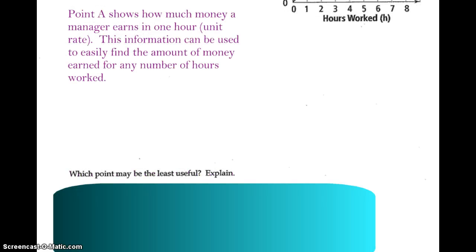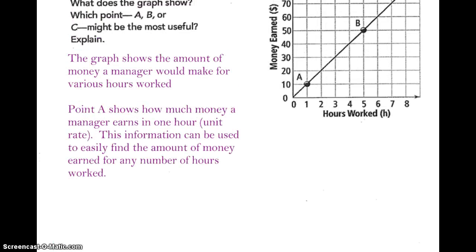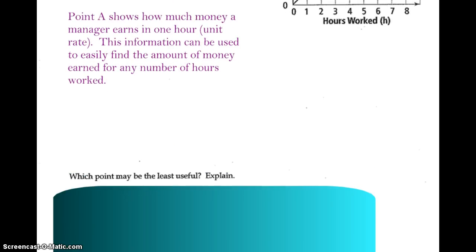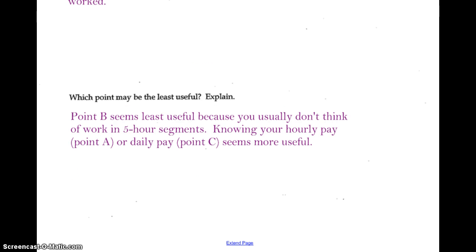The next question asks, which point may be the least useful, and explain. So looking at those 3 points, point A is clearly the most useful. If we look back at the graph, we can see that point B shows how much money is earned in 5 hours, and point C shows how much money is earned in 8 hours. Well, a typical workday is 8 hours long. So that means that point B would be the least useful because you usually don't think of work in 5-hour segments. Knowing your hourly pay, point A, or your daily pay for 8 hours, point C, seems the most useful.